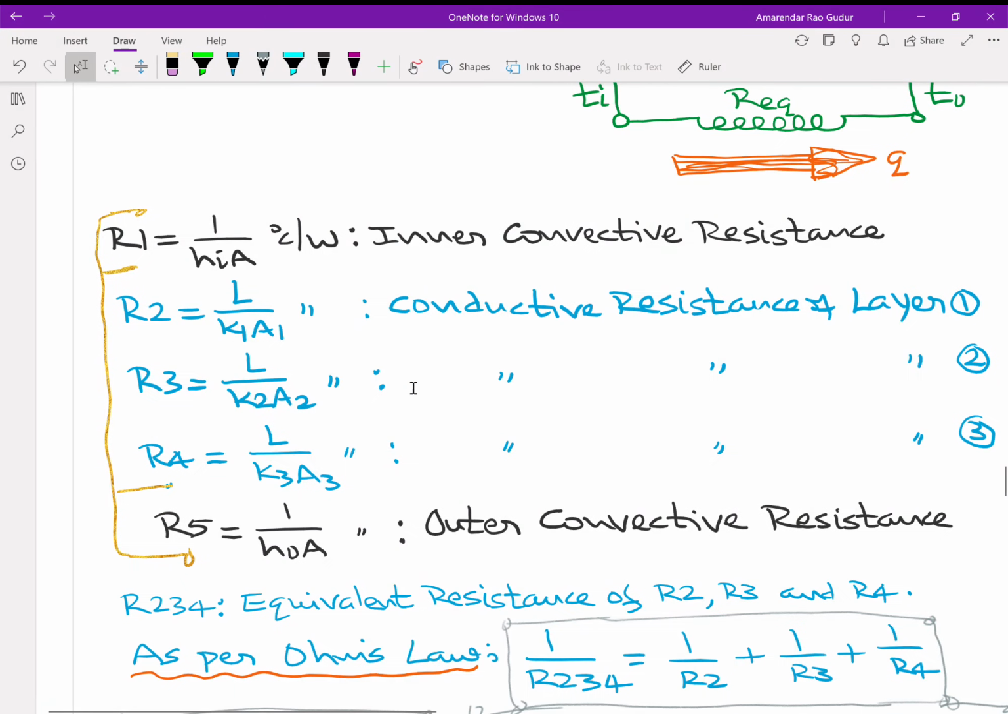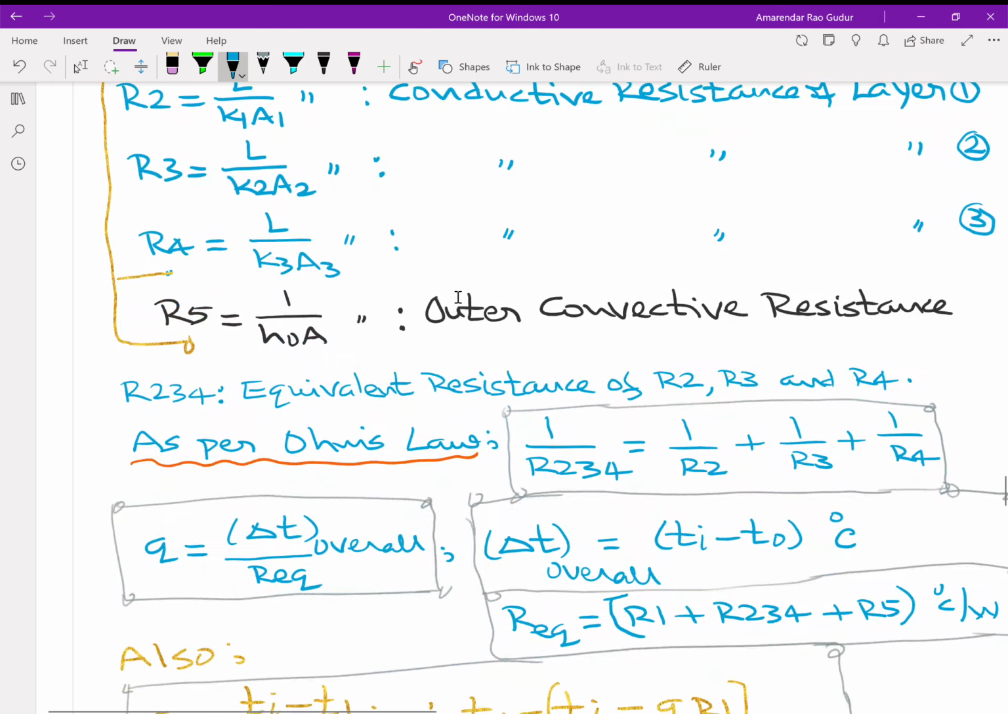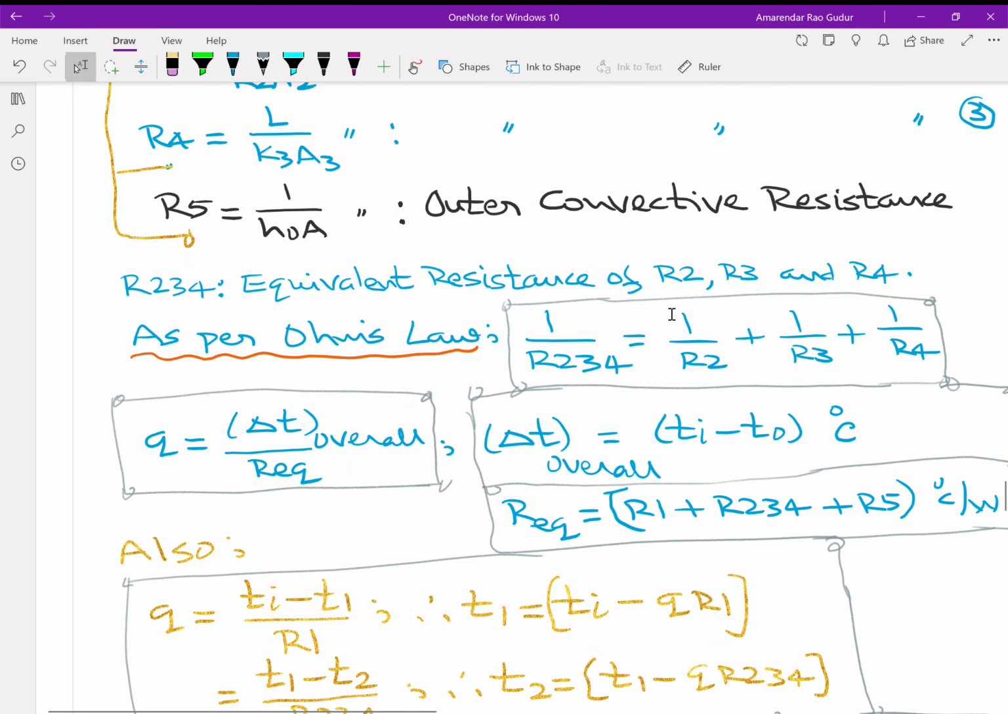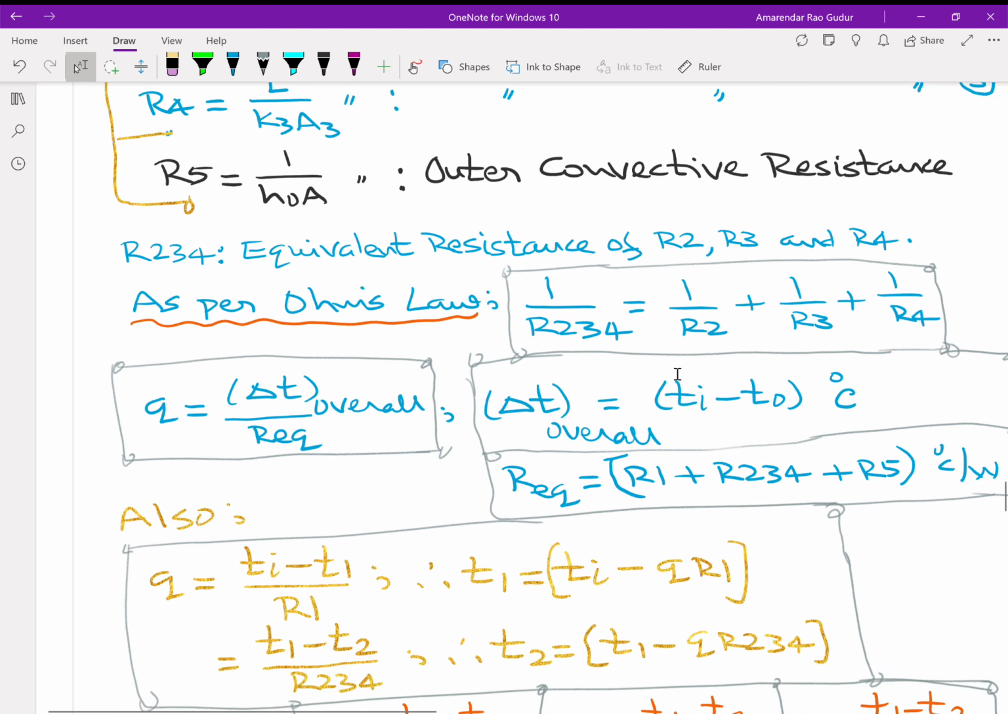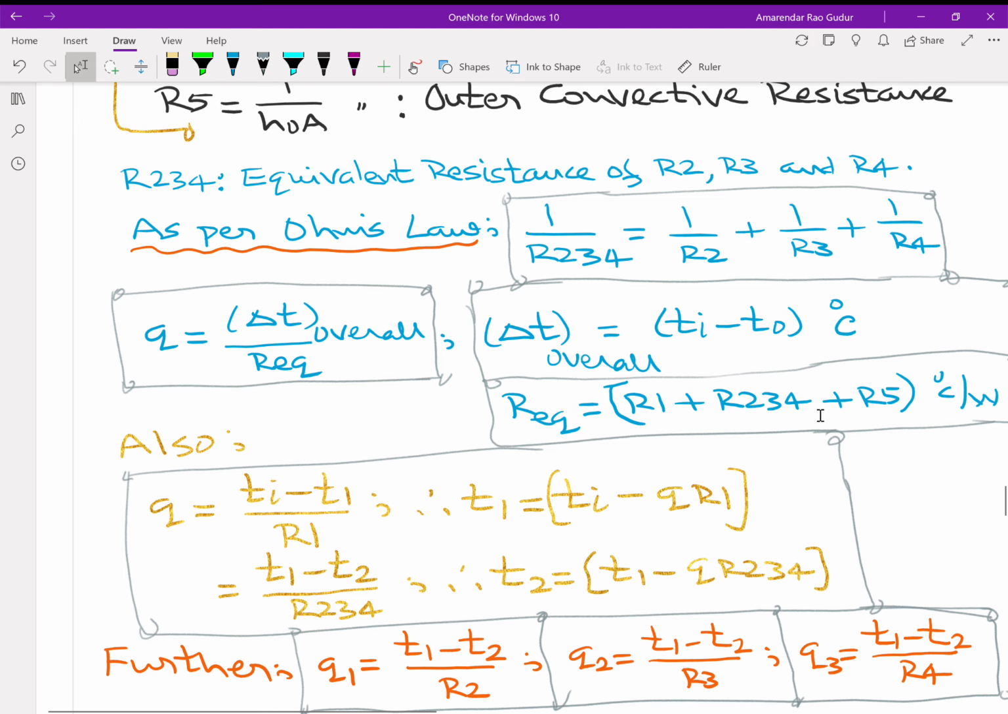Now R1 is the inner convective resistance, which we have already introduced. R2, R3, R4 are the conductive resistances; thickness is the same, but materials and areas are different. R5 is the outer convective resistance. Then R234 is the equivalent resistance of R2, R3 and R4. And by Ohm's law, the reciprocal of the equivalent resistance will be the sum of the reciprocals of the individual resistances when they are working in parallel. Now your R equivalent is the sum of the individual resistances, R1 plus R234 plus R5.